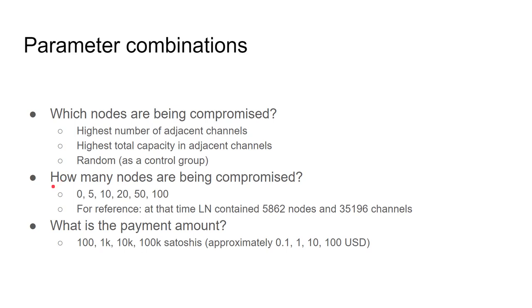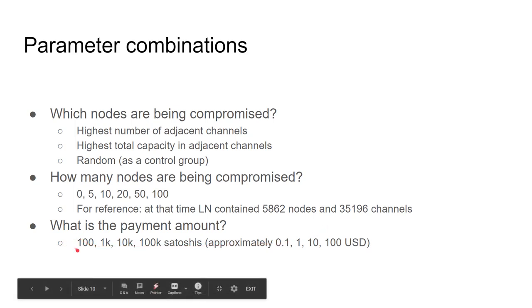Another parameter, another axis, is how many nodes are being compromised. We consider values from 0 to 100. And for reference, at the time of our experiments in February 2020, the Lightning Network contained nearly 6,000 nodes and more than 35,000 channels. Only talking, of course, about the public part of the network. And payment amount is also important for our experiments. We considered four payment amounts, the powers of 10 from 100 to 100,000 satoshis, which, assuming an exchange rate of $10,000 per Bitcoin, corresponds to 10 US cents, $1, $10, and $100.